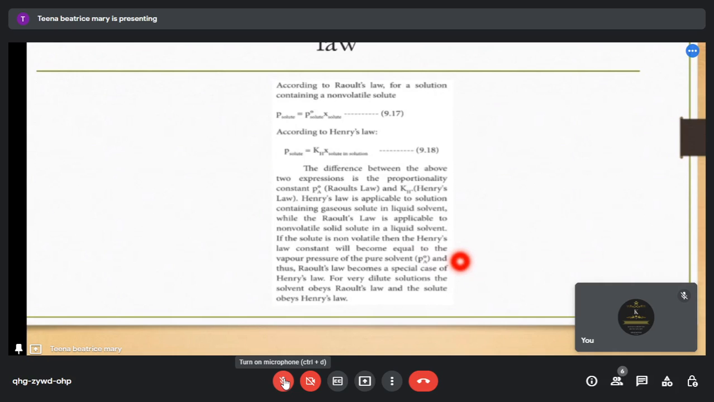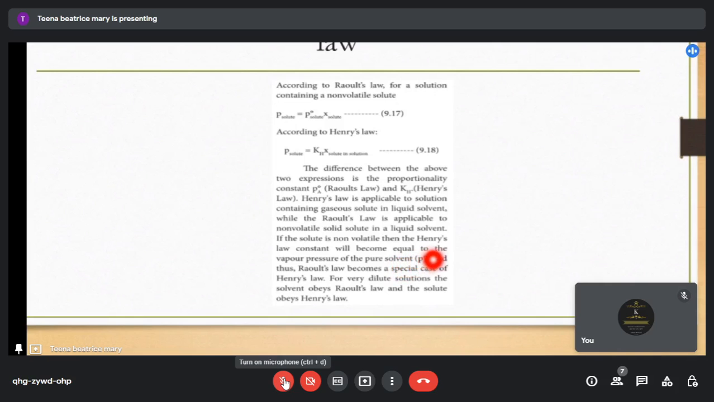This is possible for a very dilute solution of the solvent. A dilute solution of the solvent obeys Raoult's law, and only when the solution is dilute is it obeyed, and then the solute obeys Henry's law. So this is what is happening. For very dilute solutions, as I mentioned earlier in the limitations of Henry's law, it is applicable only for dilute solutions, where the concentration of solute is very low. Both will be obeyed only for components whose concentration is low.